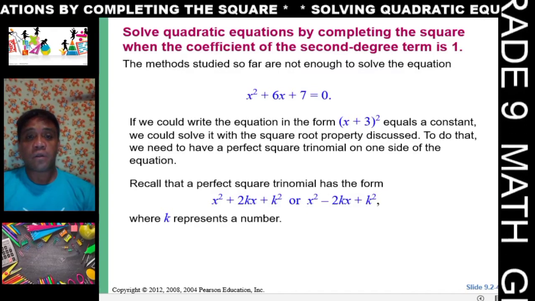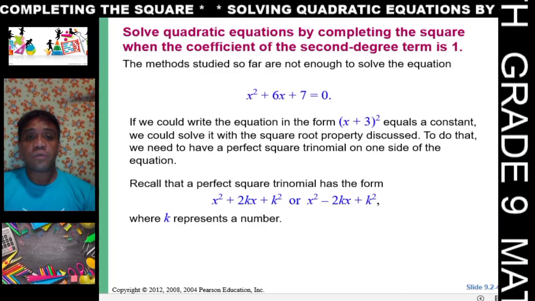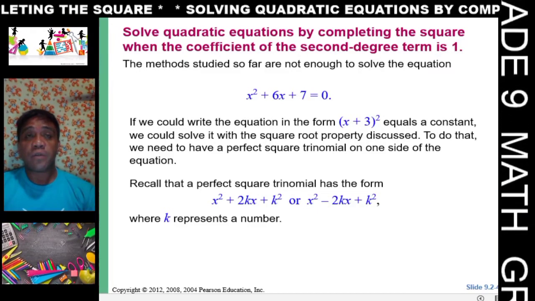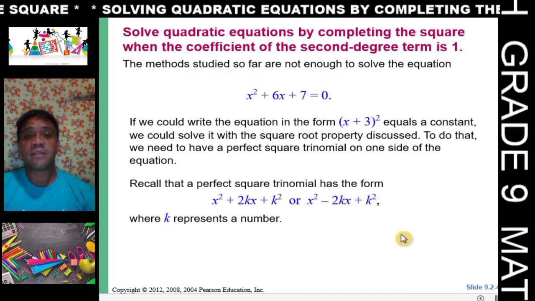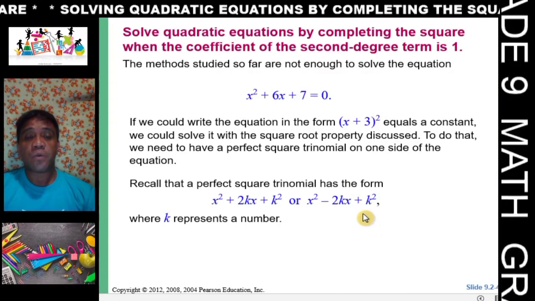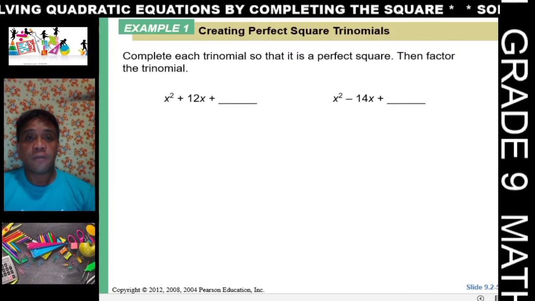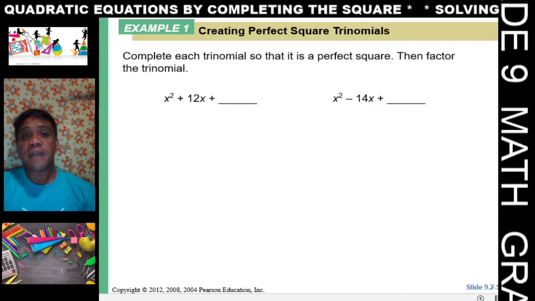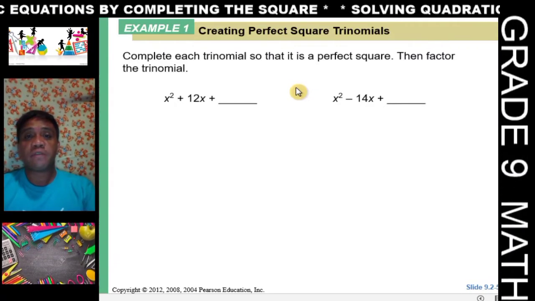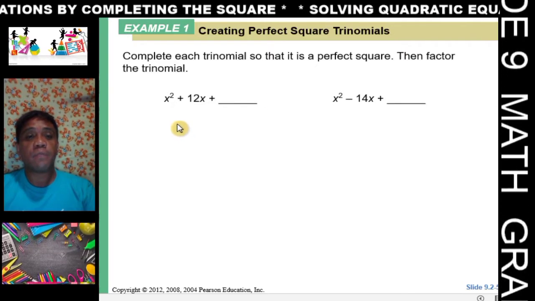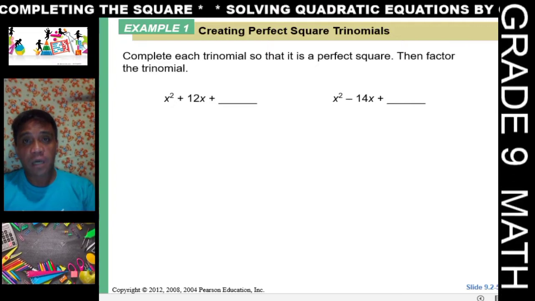the perfect square trinomial, wherein we have x squared plus 2kx plus k squared, or the other one is x squared minus 2kx plus k squared, where k represents any number. In the first example, we are going to see how to complete the perfect square trinomial. We have here the first problem, x squared plus 12x plus blank.